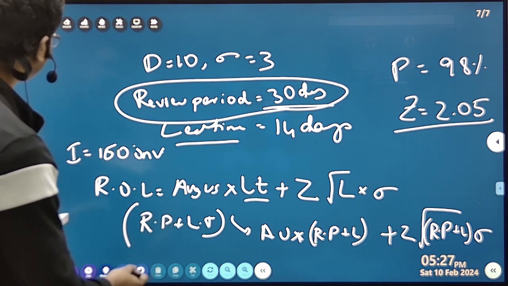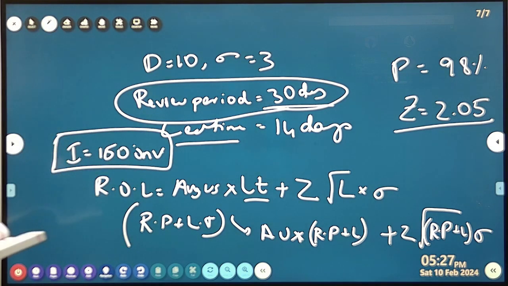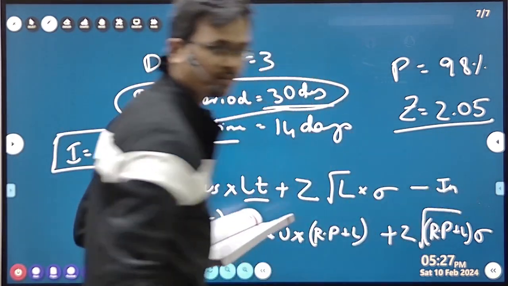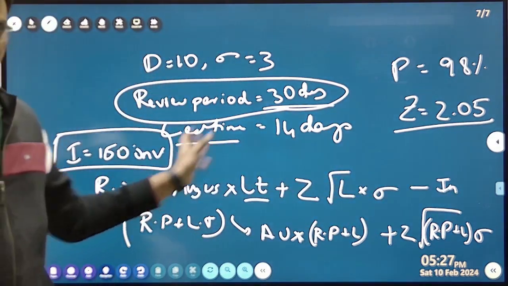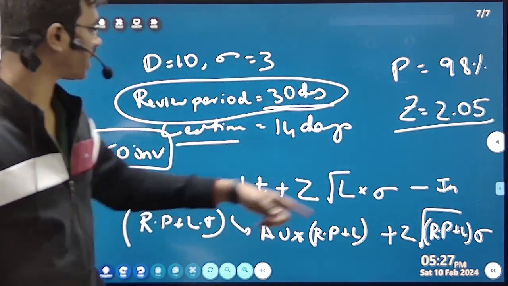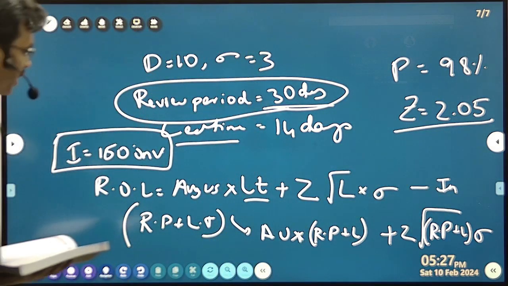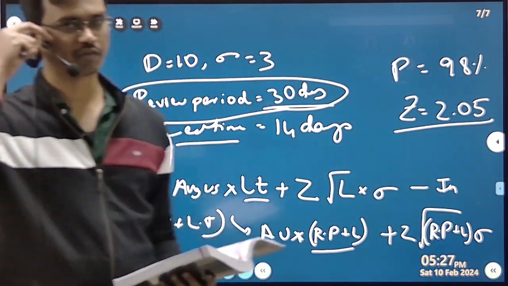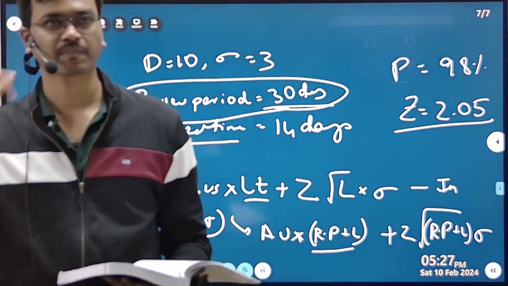And here he says there's an initial inventory of 150. So you have to subtract the initial inventory, because you already have it. Unless and until that inventory runs out, the additional inventory is not needed, so your reorder level will hit only after this inventory also goes. So this is the modification. When you have a review period, your lead time gets increased by that review period, and you have to take into account the initial inventory also.